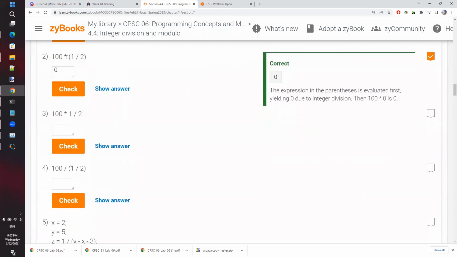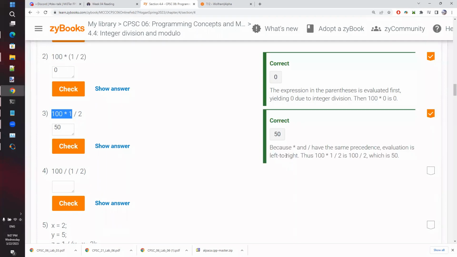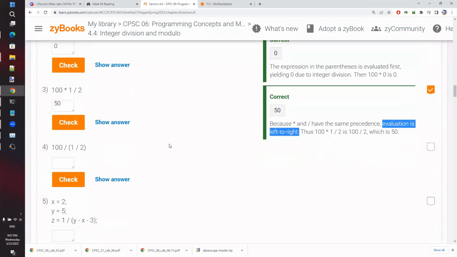Right? Now, if you take away the parentheses, now it'll work it out left to right. So now it's going to do 100 times 1. 100 times 1 is 100, and then 100 divided by 2 is 50. So do you see that the order that you do these operations in matters? If you do 1 divided by 2, you get 0. If you do 100 times 1, you get 100. So it depends on which one you do first. Okay, so evaluation is done left to right for multiplication and division.